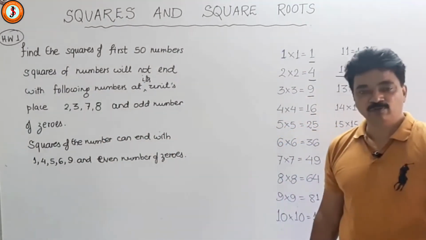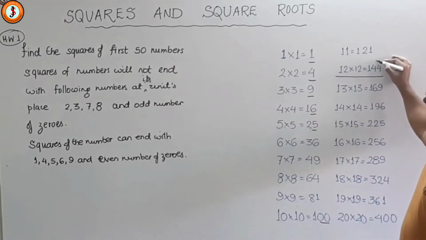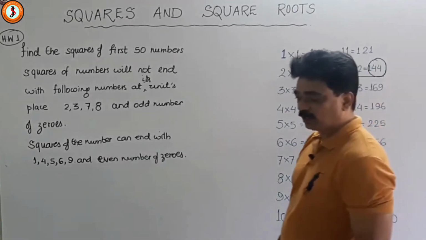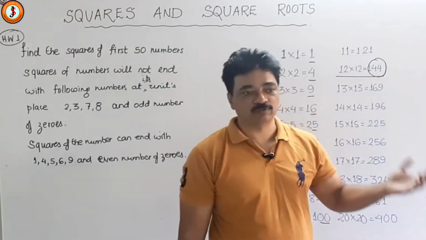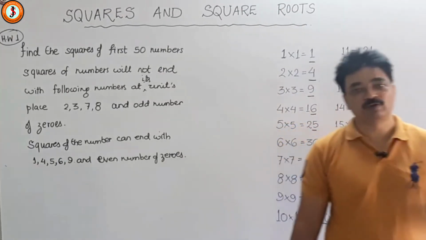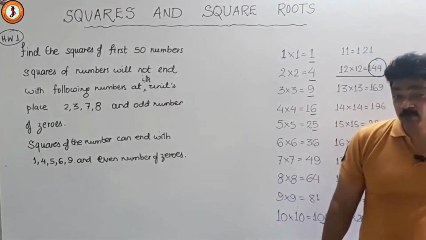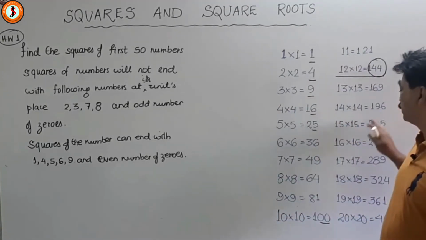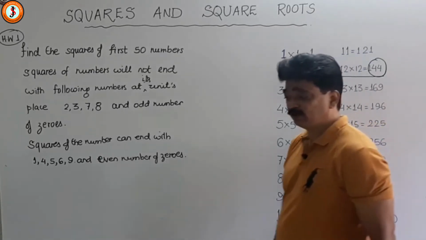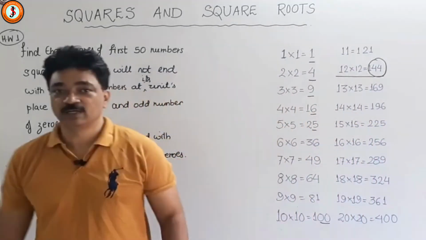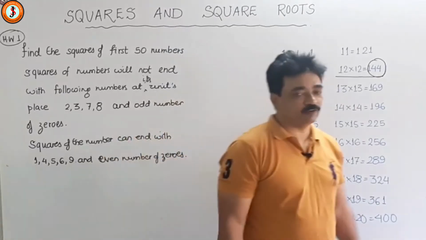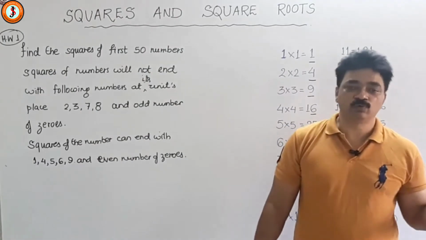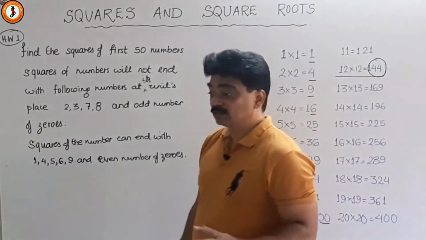Why is 144 a perfect square? If somebody asks you, then you have to say 144 is a perfect square because it can be expressed as the product of 12 and itself. 12 into 12 is 144. Similarly, 225 is a perfect square because it can be expressed as the product of 15. So 15 into 15 is 225. So here these numbers are perfect squares.